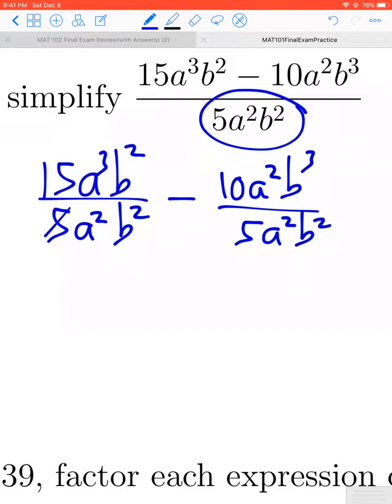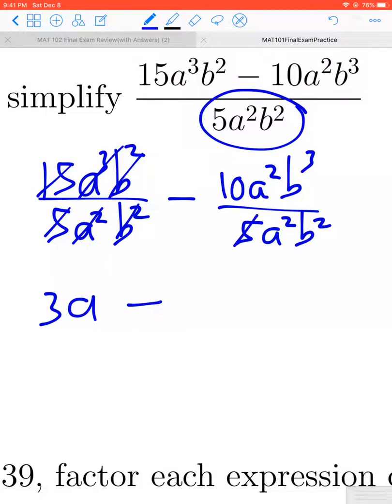For the first term, 5 goes into 15 3 times. The a squared will cancel with 2 powers of a in the numerator, so we'll still have 1 power of a left. And then both of the b squareds cancel. So I'm simply left with 3a over 1, which is just 3a.